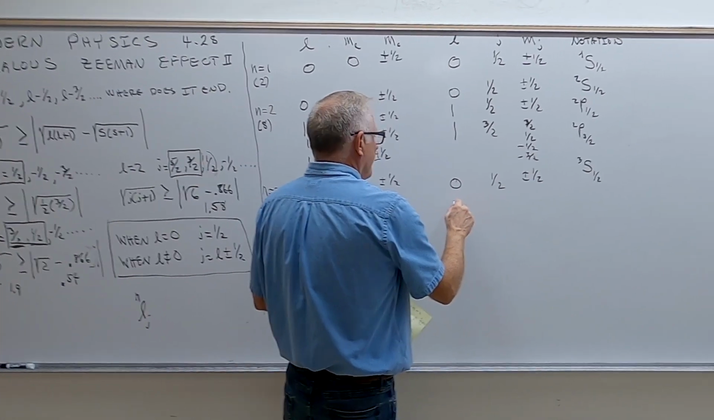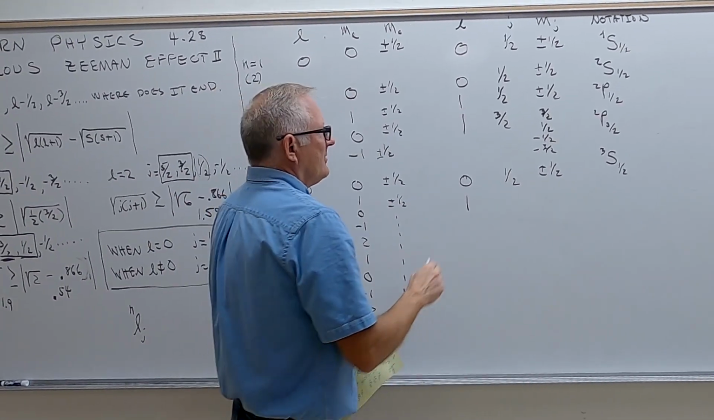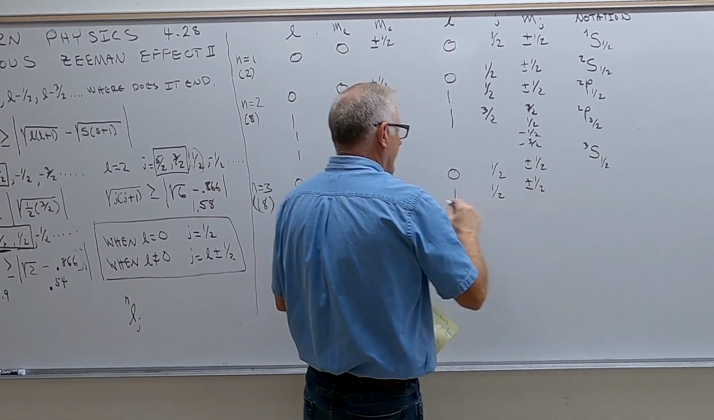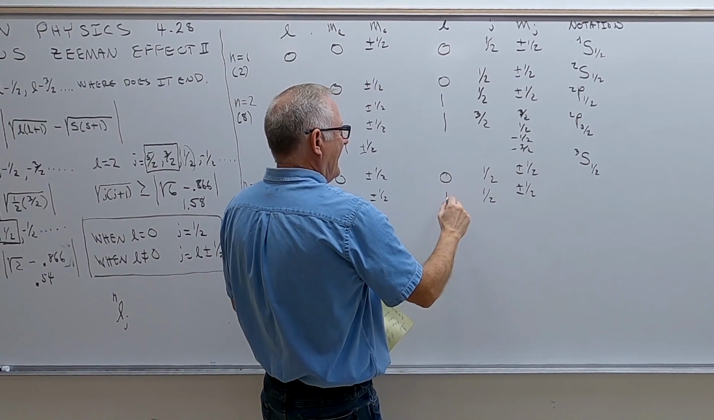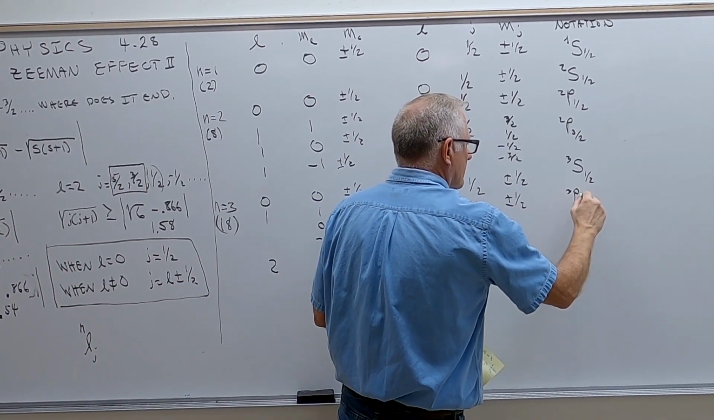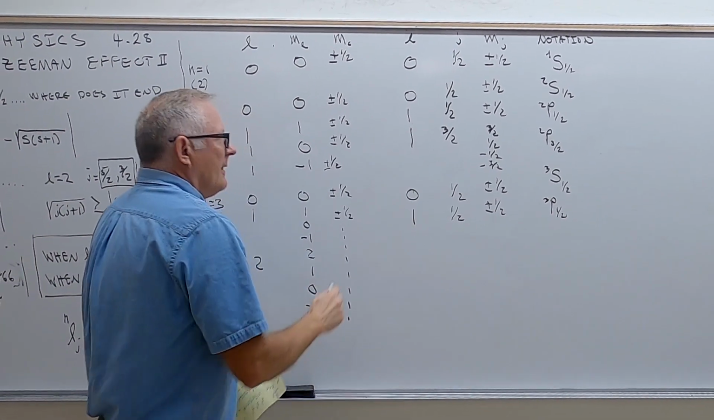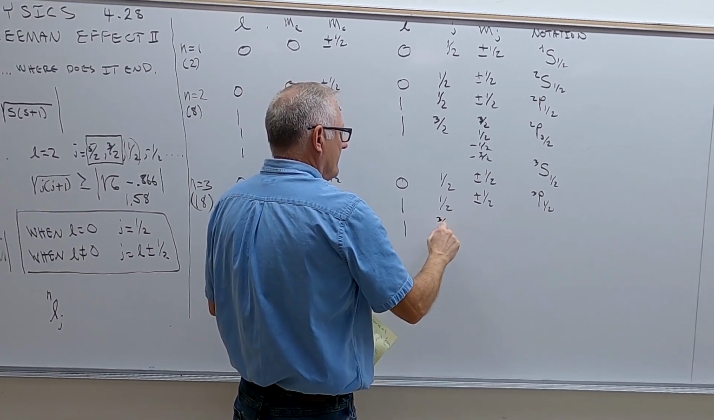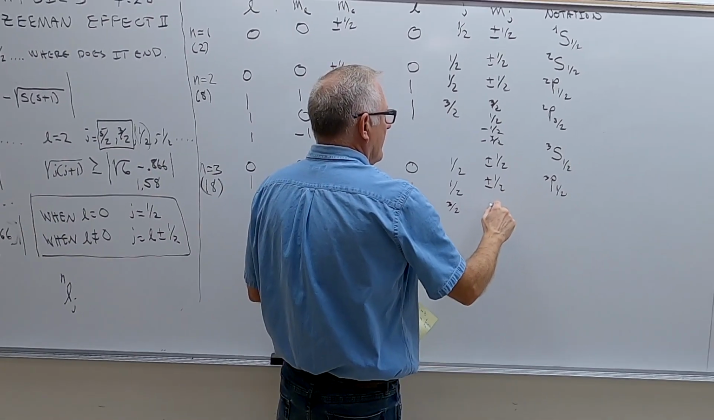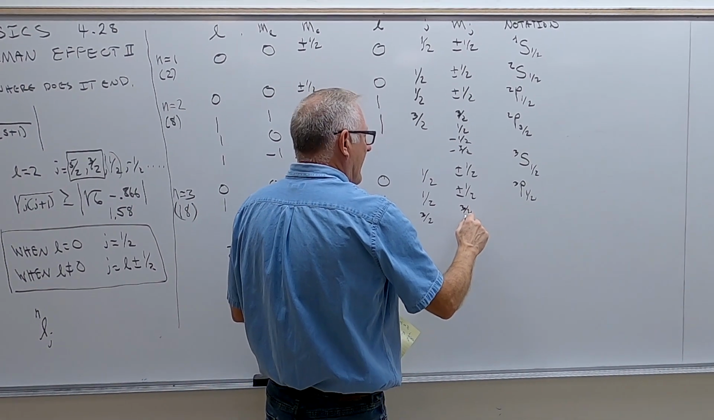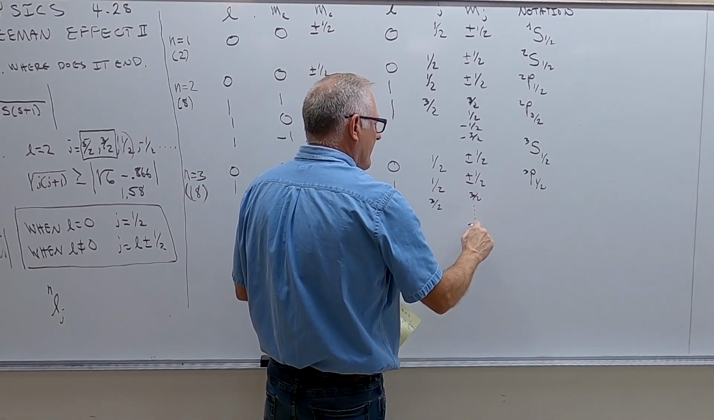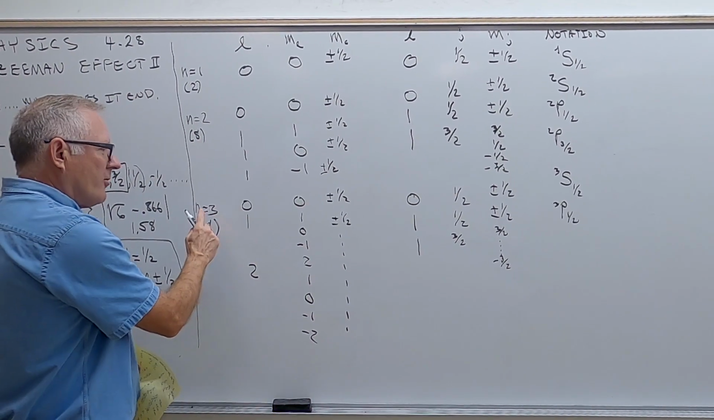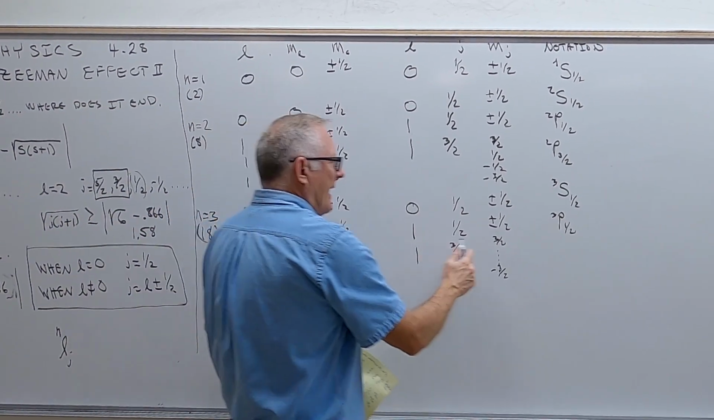For the L equal 1, it's going to follow just like these did. You get the 1/2 plus or minus 1/2. That would be the 3p 1/2. Then we'd have 4 of these states where you had 1 and 3 halves. So you'd get 3 halves, 1 half, minus 1 half, all the way down to minus 3 halves. These all would be the 3p 3 halves.